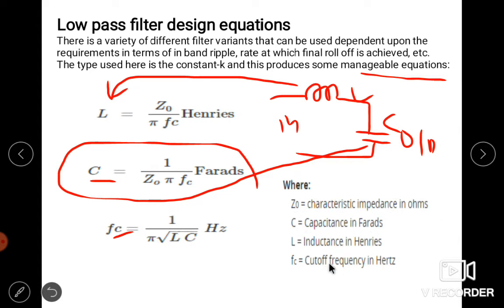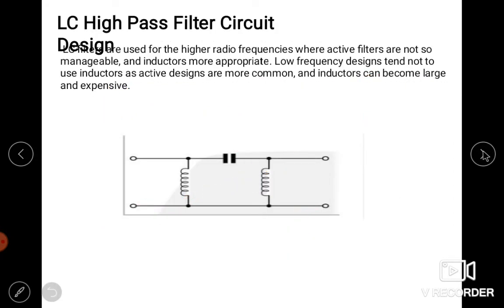This is very simple and basic nomenclature. What is the meaning of Z naught, C, L and fc? I'm not going to mention what these mean. So go for the next section.